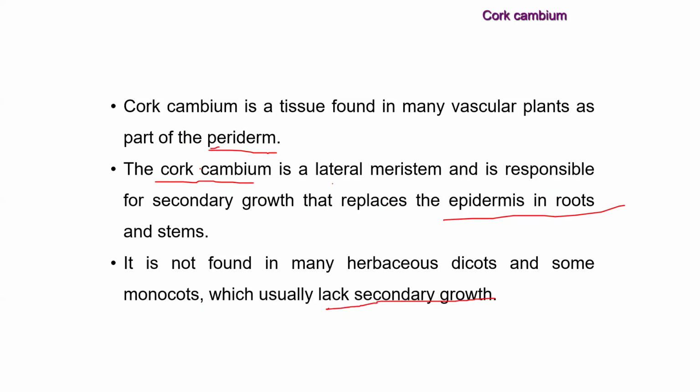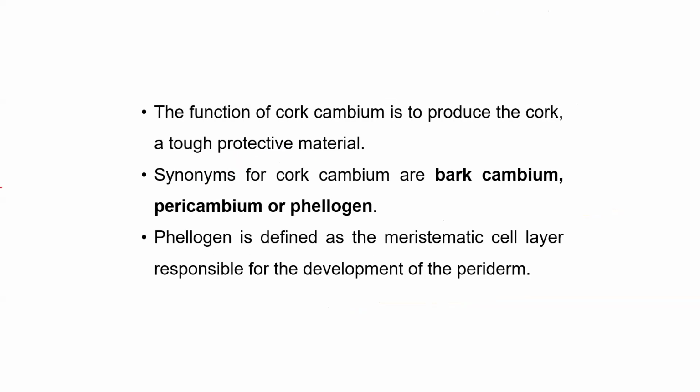The cork cambium is present in plants with secondary growth, because due to secondary growth the tissues inside increase, which causes rupturing of the epidermis. It is replaced by the periderm, which is formed from the cork cambium. The function of the cork cambium is to produce cork, a tough protective material. A synonym for cork cambium is bark cambium.